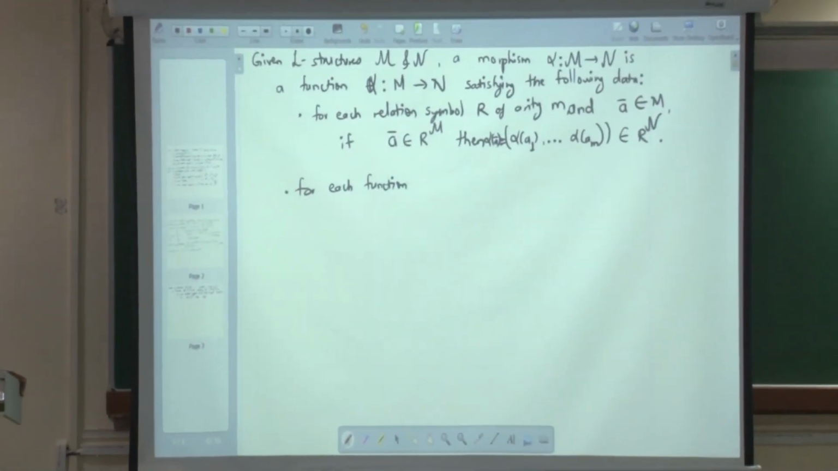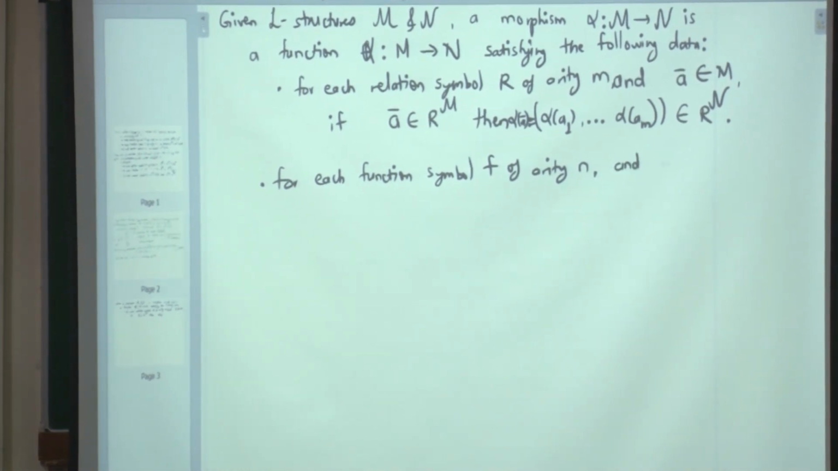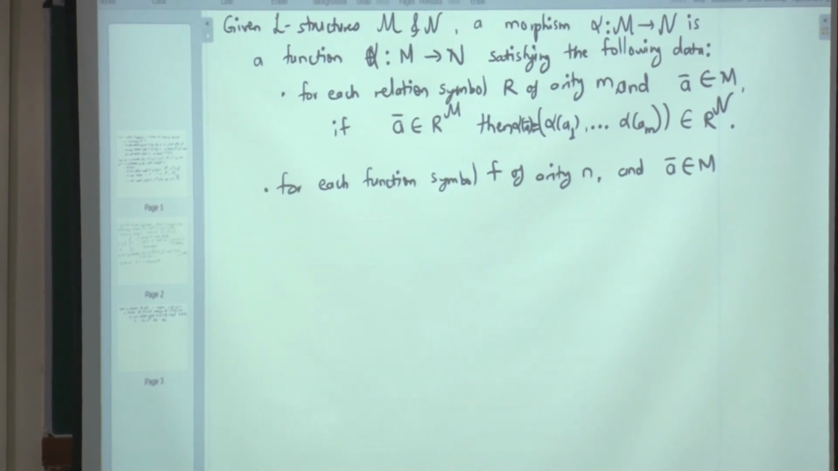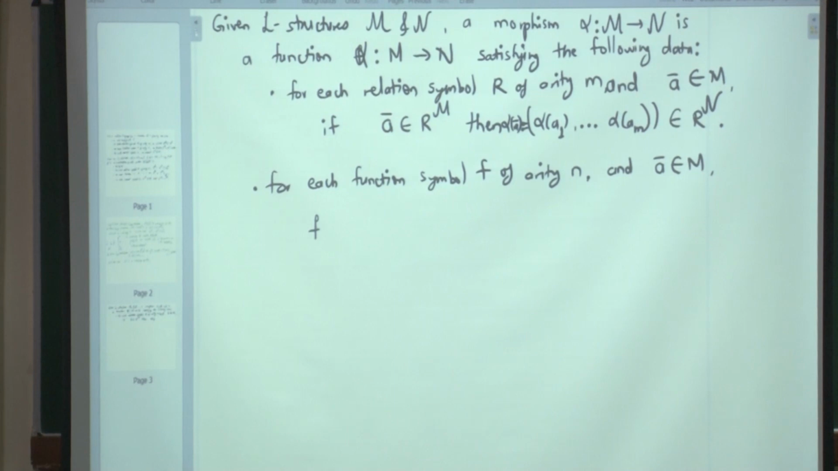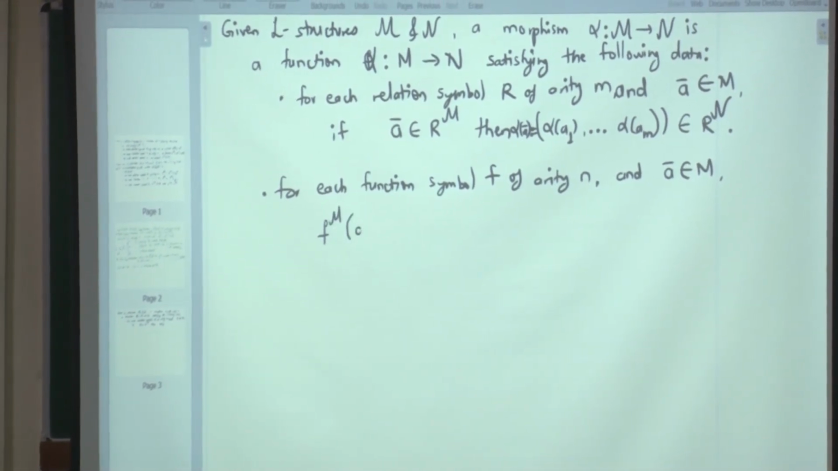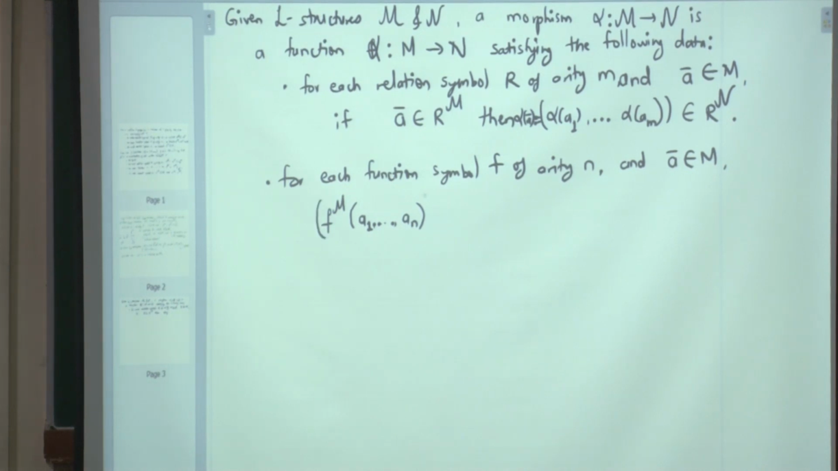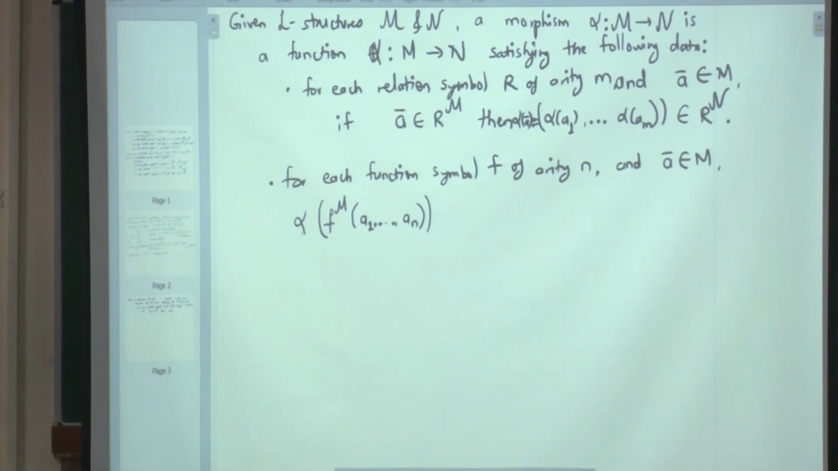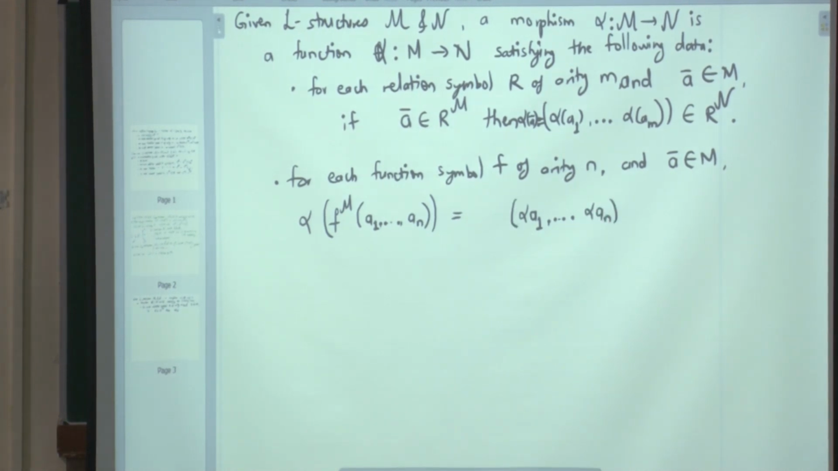Second condition, for each function symbol f of arity n and a bar in M. Now a bar is a tuple of length little n. What will we have? Well, we can first say F_M applied on a1, a2, a_n, that we can do, and then this is a single element of M, I can apply alpha on it, but this is same as, well, I will first apply alpha on each individual coordinate, and now this is a tuple in N, so I can apply F_N.